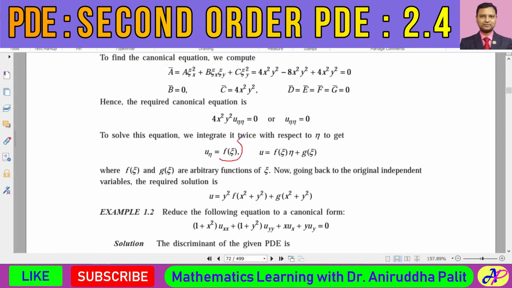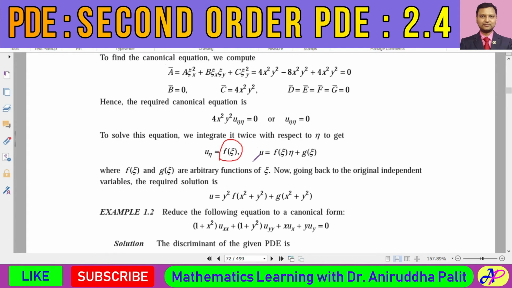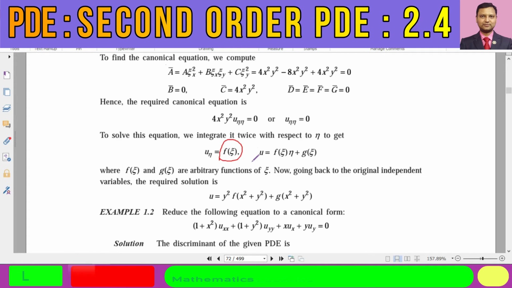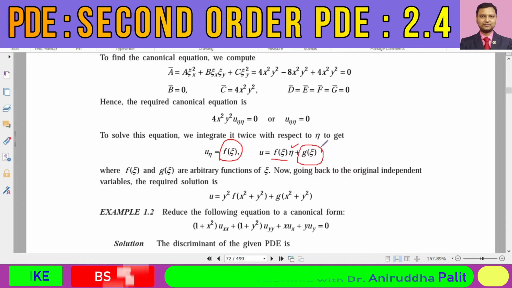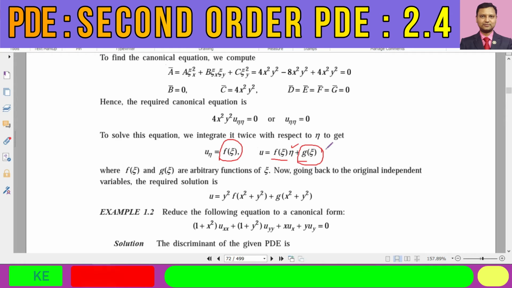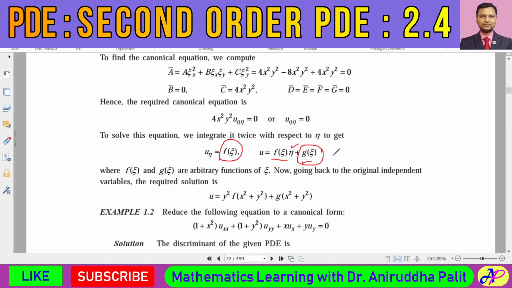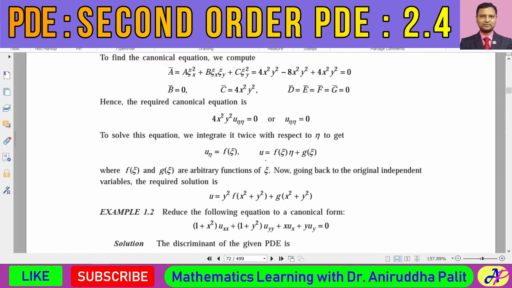You will get a certain expression independent of theta. Maybe it is an expression or a function of xi, so it may be f of xi, where f is an arbitrary function. Now again, if we integrate it with respect to eta, in that case it would be f of xi multiplied by eta plus one more quantity which is independent of eta, that is constant with respect to eta. So it would be g of xi, where g may be any arbitrary function. Got it? So this is the expression: u is equal to f of xi into eta plus g of xi.